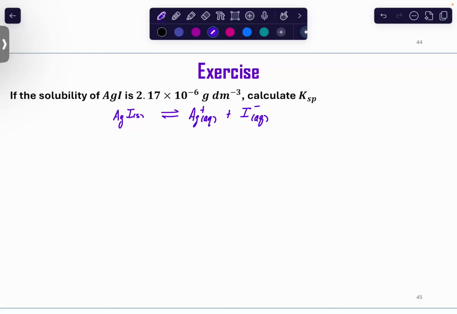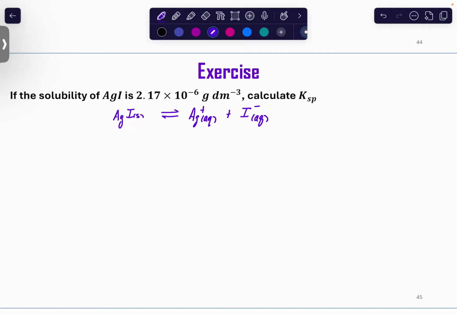You don't have to do a full ice table, just remember what the KSP is. You notice how my silver iodide gives me 1 silver and 1 iodide? Yeah, because it's silver 1. We don't say silver 1, because silver is one of those rare transition metals that has a common charge.